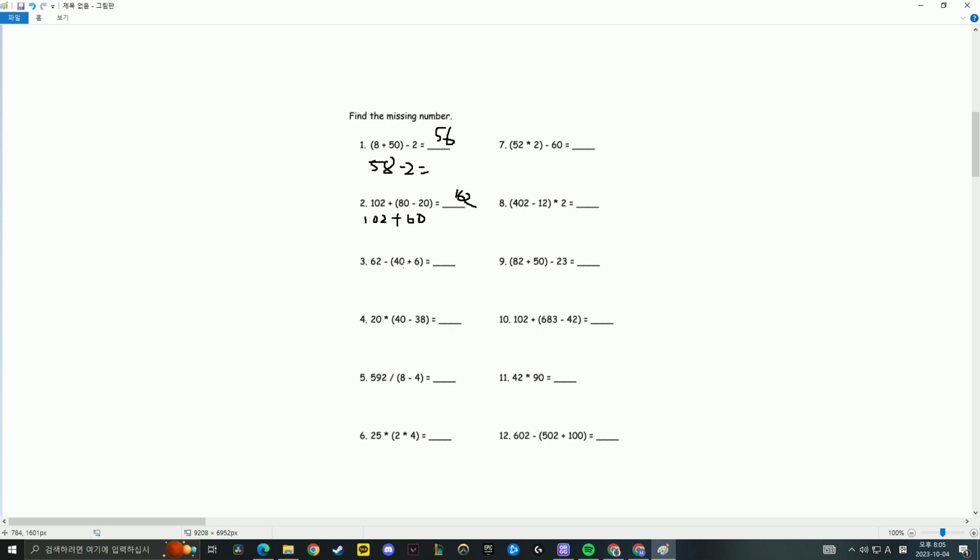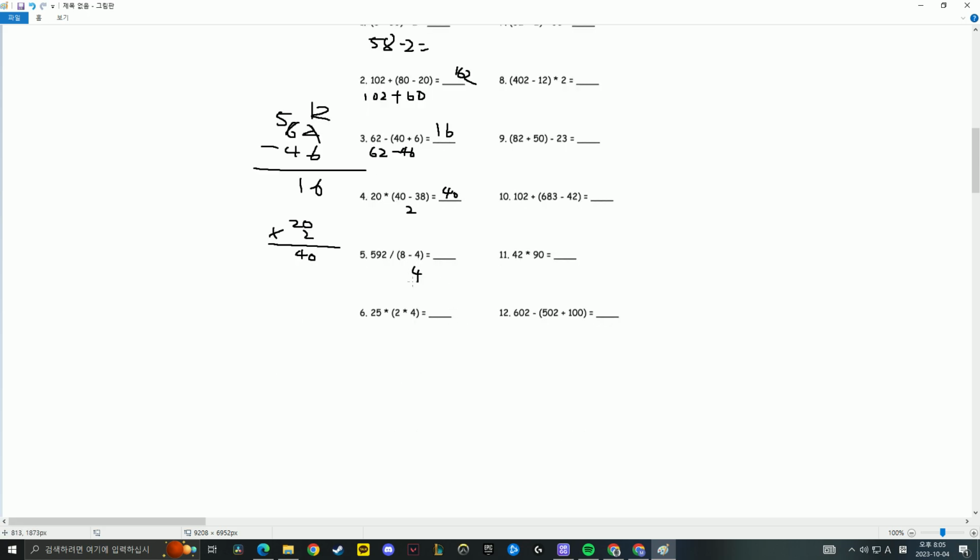Whatever's in the parentheses first, 40 plus 6 is 46. 62 minus 46, let's do that right here. Borrow, make that into 12. Minus 6 is 6. 5 minus 4 is 1. That'd be 16. Whatever's in the parentheses first, so 40 minus 38, that'd be 2. And then 20 times 2, let's do that right here. 0 times 2 is 0, and 2 times 2 is 4, so that would be 40.